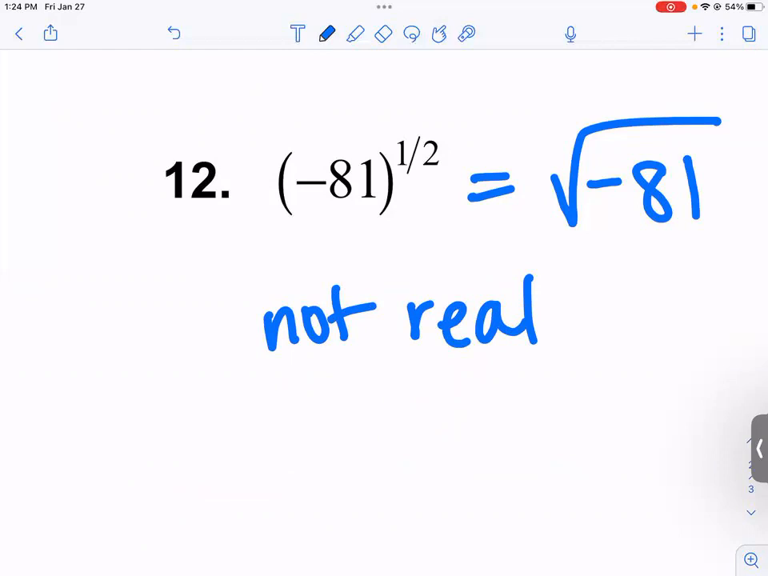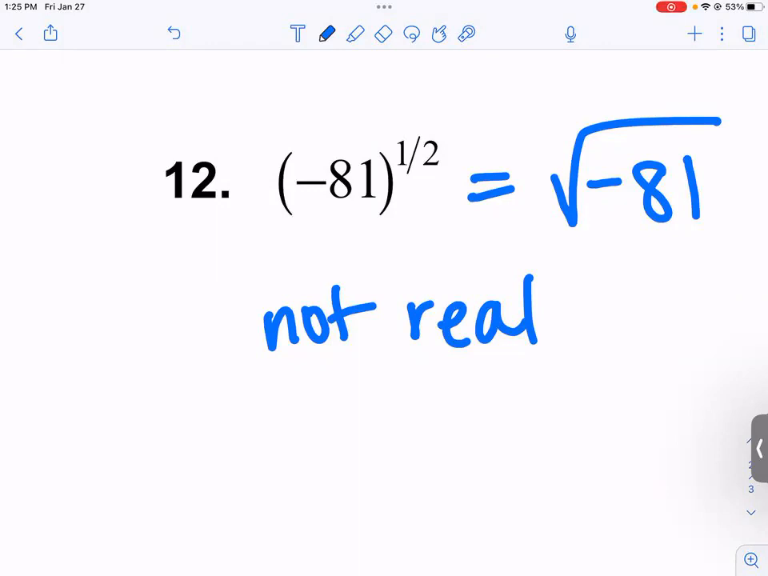What's the explanation? There is not one number that we can multiply by itself to get a negative number. So negative under even roots: square root, fourth root, sixth root. Even roots cannot have negatives underneath. I am really frustrated that I'm having to talk over people's conversation.